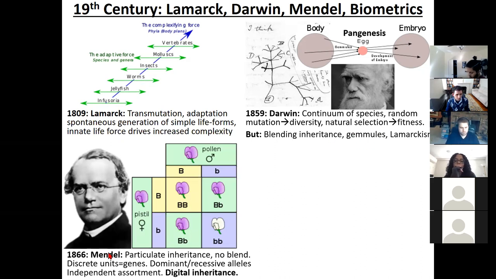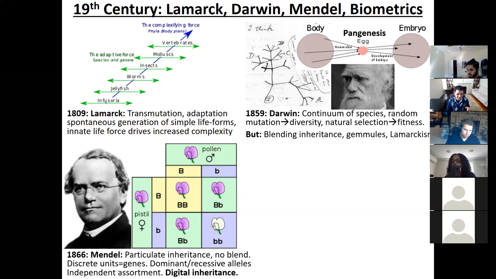Contemporaneously with Darwin, Mendel basically was the first to recognize inheritance without any blending. The concept of discrete units of inheritance, which are genes, the concept of dominant versus recessive alleles that can be hidden in a particular generation phenotypically, but are still present at the genotype, and that depending on which combination of genotypes you have, you can observe only the dominant or the recessive alleles.